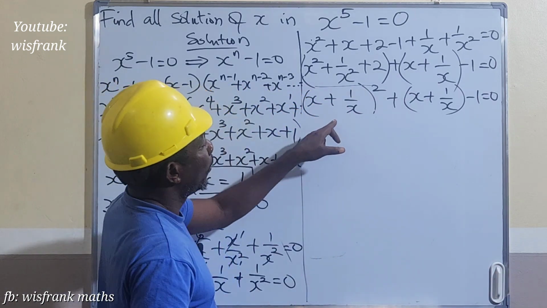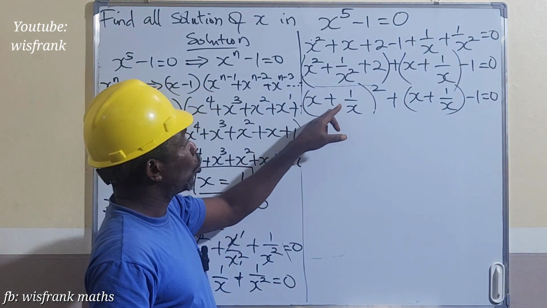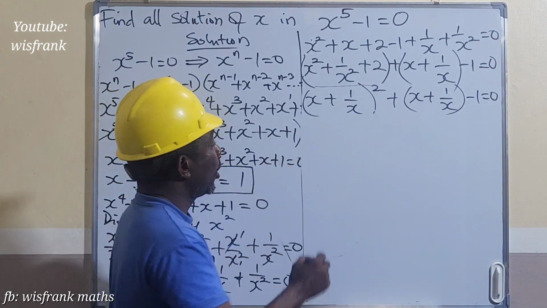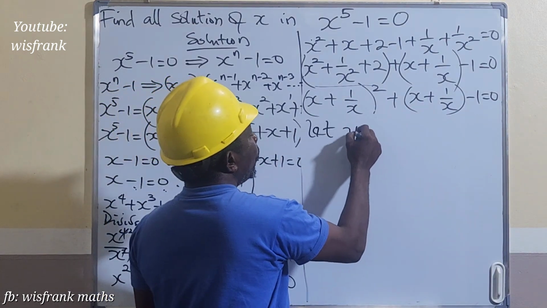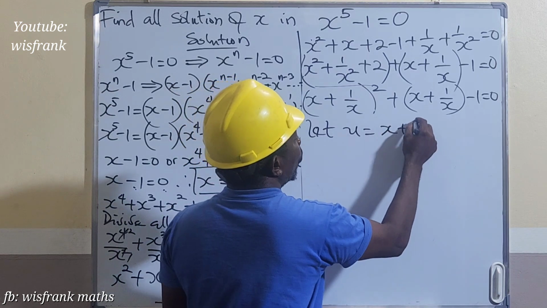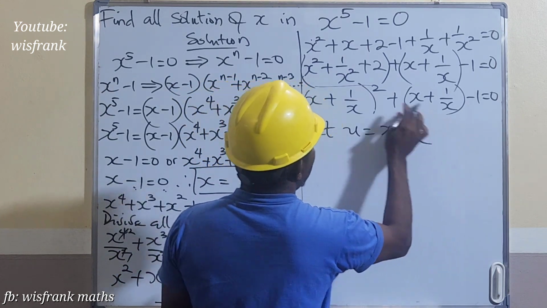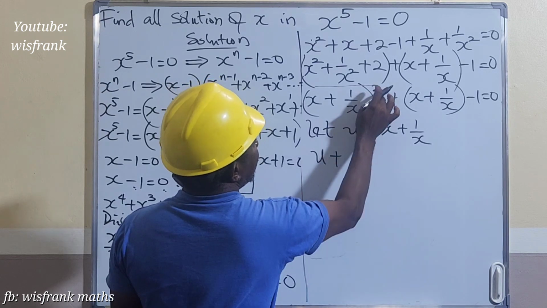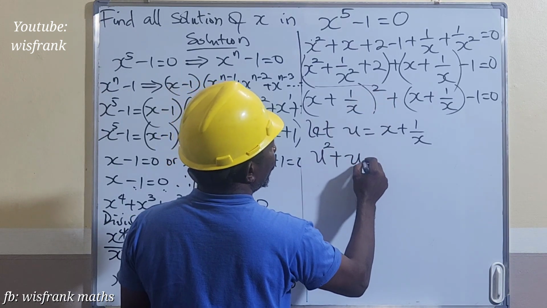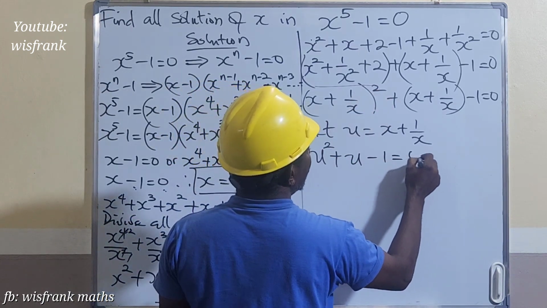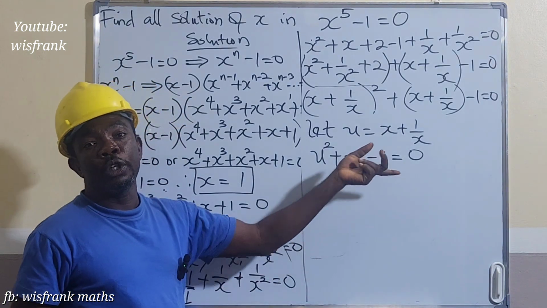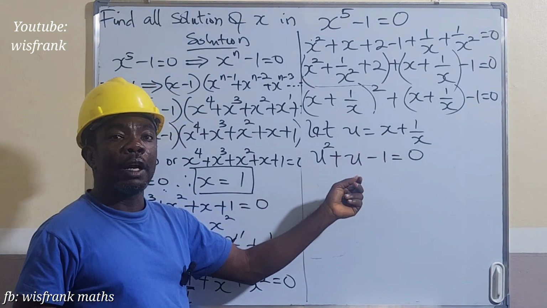So in this case, we can see that we have x plus 1 all over x here, and x plus 1 all over x here. So we say let u equal x plus 1 all over x. We replace this, and we have u squared plus u minus 1 equals 0. This is a quadratic equation, and we are going to use the quadratic formula to find the value of u.